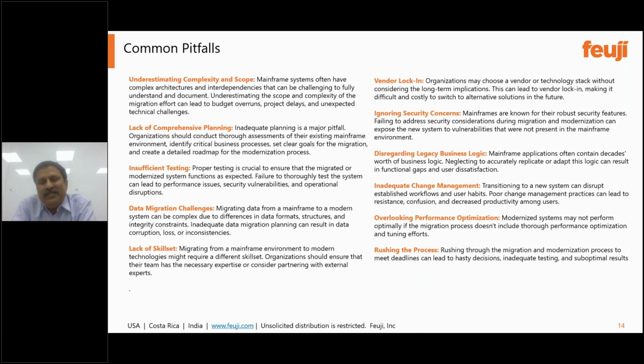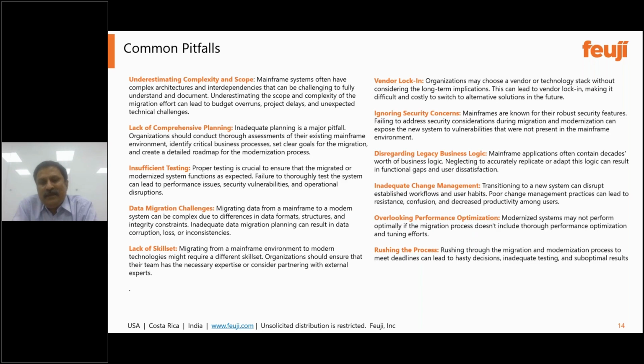From a security perspective, mainframes are very famous for their tight security, and failing to address security considerations is a pitfall. Even though you are doing rehosting, things like compliance requirements, authentication methods, or access control methods might vary. So it is very important to understand the complete gamut of security that is required and plan and design the security accordingly.